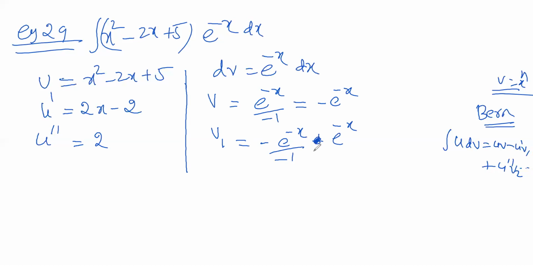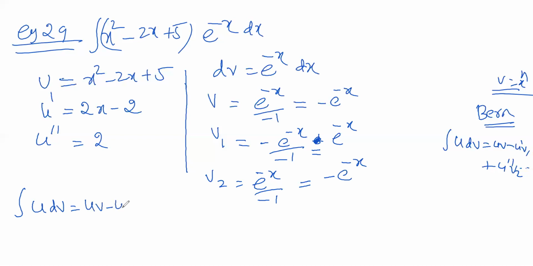Not plus, it is what? Equal to. Correct? Then v2. v2 is equal to integral of e power minus x, which is e power minus x by minus 1, which is equal to what? Minus e power minus x. So v2 is equal to minus e power minus x. So we are having till u double dash v2. So the formula is integral u dv is equal to uv minus u dash v1 plus u double dash v2.